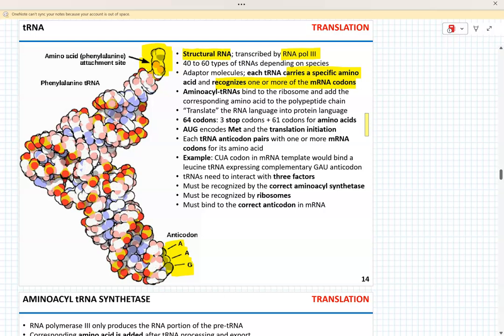When an amino acid is covalently bound to tRNA, this complex is called aminoacyl tRNA. This aminoacyl tRNA binds to the ribosome and allows it to add the amino acids that correspond to the specific mRNA sequence to the polypeptide chain. Essentially, we call this process translation because ribosomes translate the language of nucleotides, the language of RNA, into the language of amino acids, the language of protein.